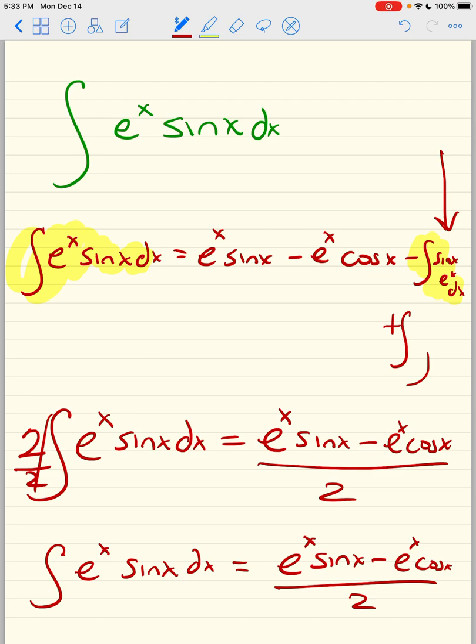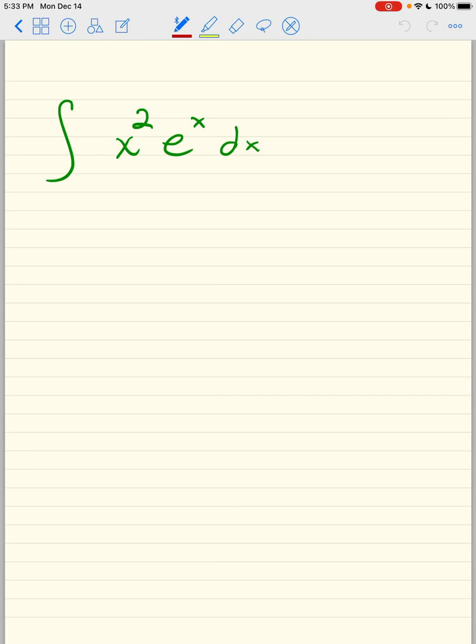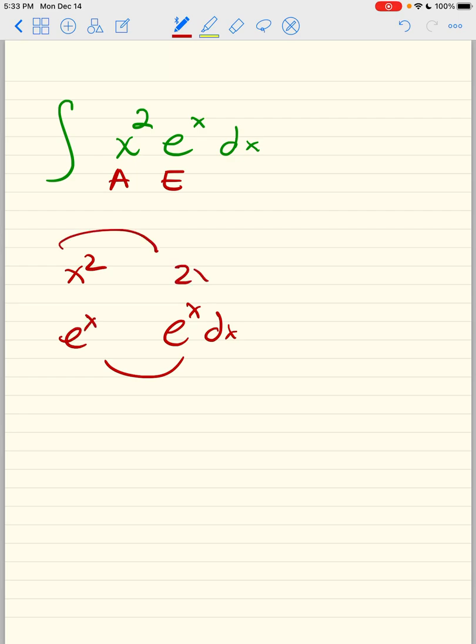I have one more problem, I believe. Maybe two. Yeah, 2 problems. Okay, here we go, everybody. Algebra, exponential. Algebra goes here, exponential goes here. The integral of e to the x is e to the x. The derivative of x squared is 2x. You make your little check, like we always do, and you're going to say that's equal to x squared e to the x from this part right here minus the integral of 2x e to the x dx.